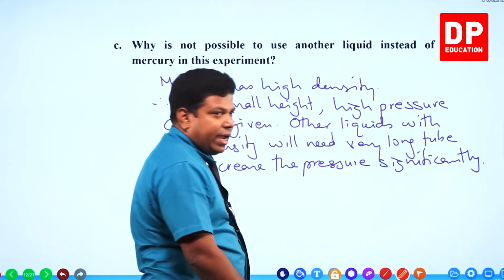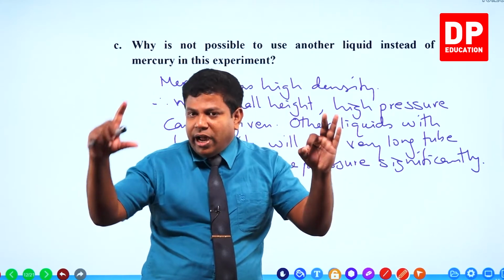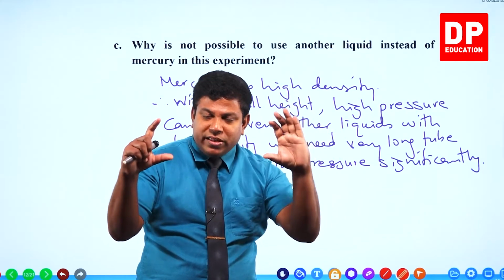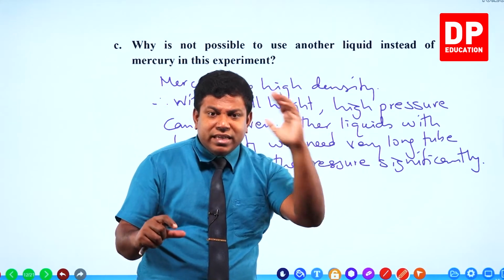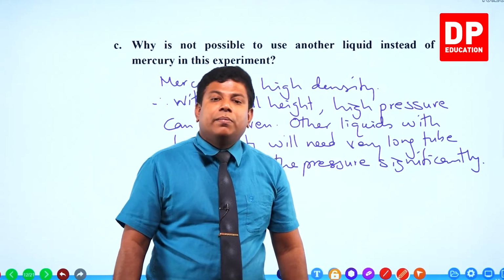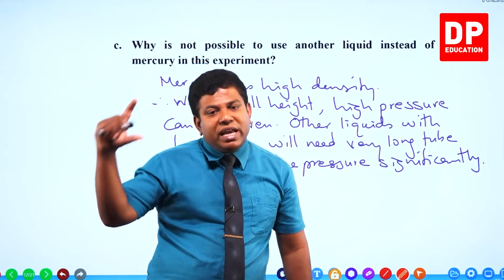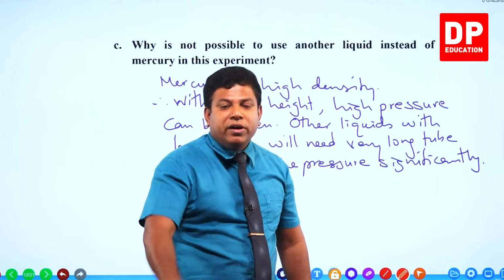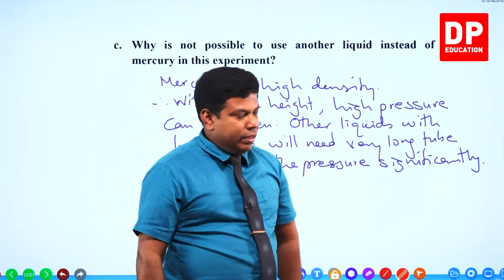Basically, 10 centimeter height of mercury, 10 centimeter height of water, how much pressure are they going to give? Mercury will give significantly bigger, higher pressure than the same height of any other liquid. This is why we prefer mercury as the main reason here.